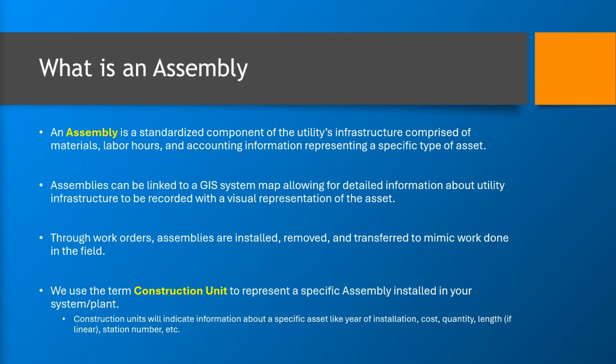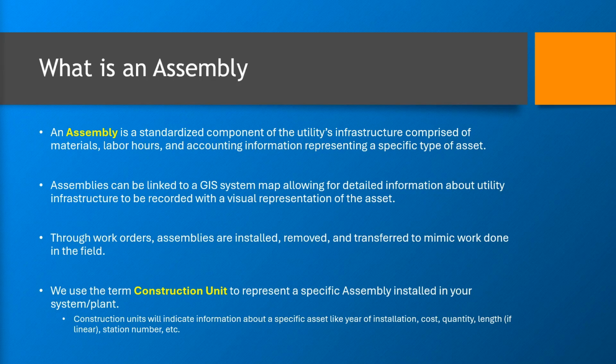An assembly is a standardized component of a utilities infrastructure comprised of materials, labor hours, and accounting information that represents a specific type of asset. Assemblies can be linked to a GIS system map to allow for detailed information about a utilities infrastructure to be recorded with a visual representation of that asset. And through work orders, assemblies can be installed, removed, or transferred to mimic work done out in the field.